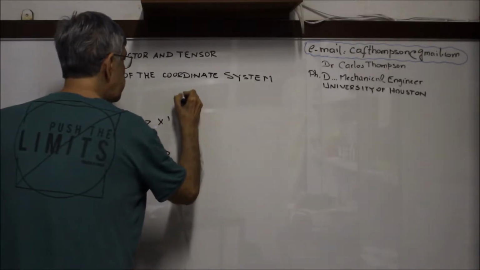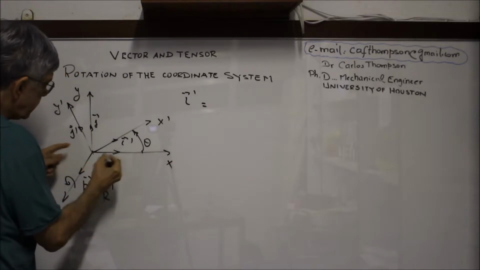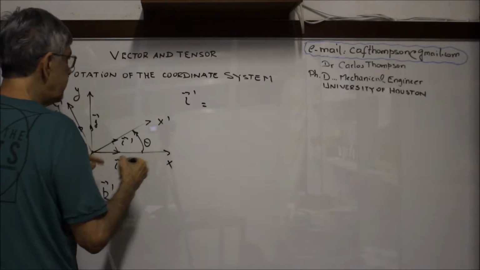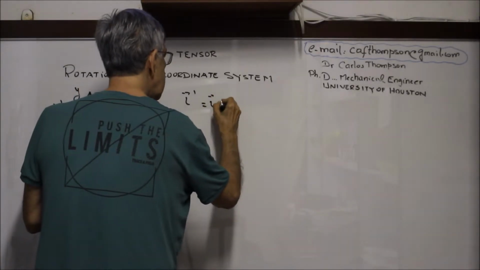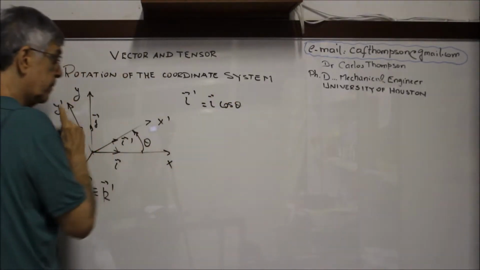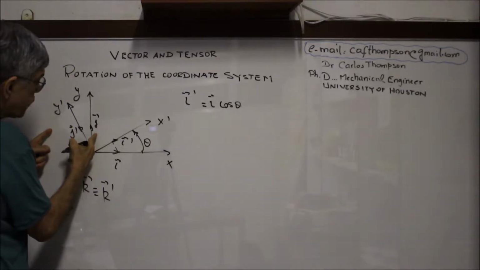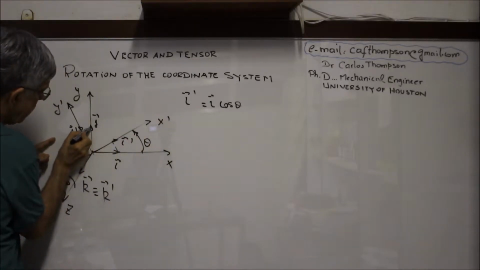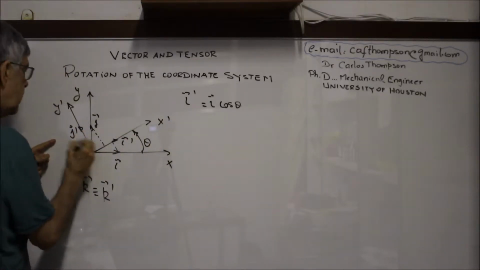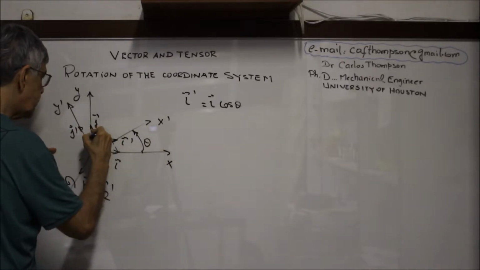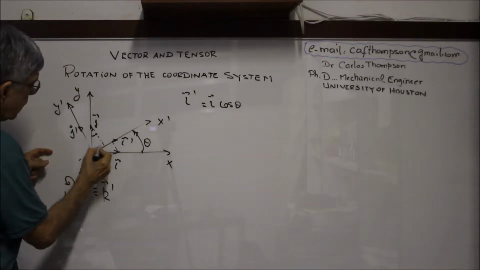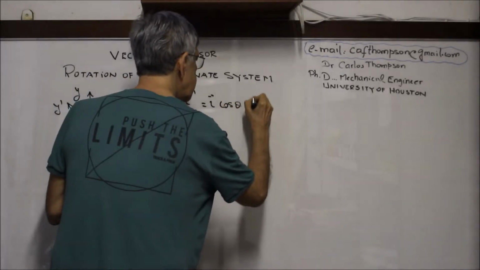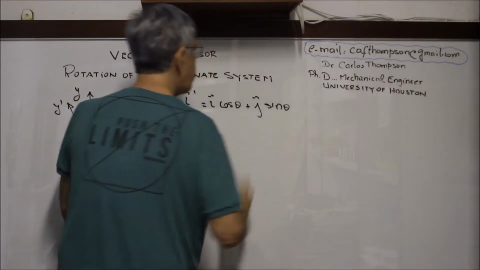So i prime is equal. This is i projected on i prime. This will be i cosine of theta. Now I'll project j onto this straight line here. If this is theta, this will be theta here. So the projection here will be plus j sine of theta.